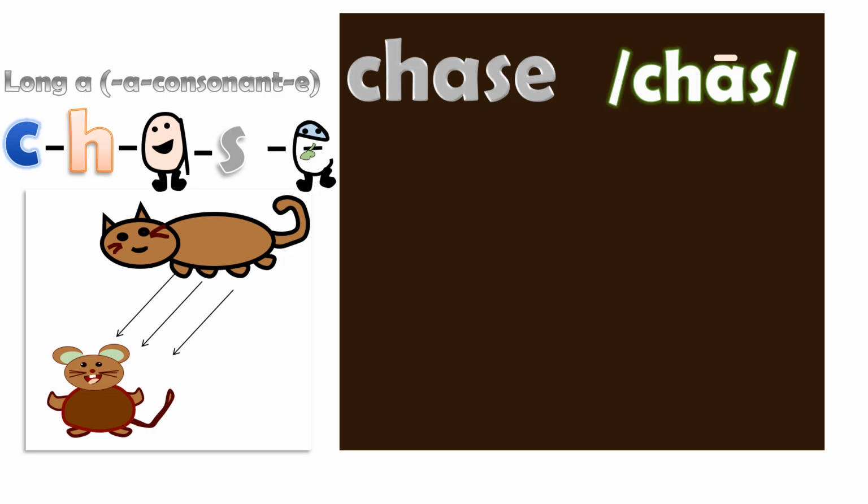The letters C and H form a digraph. If we hear the individual sound of the letter C, it makes k, and the individual sound of the letter H is h. But when combined together, the C and the H make the sound ch. That is, the original sound of the initial consonants is lost and a completely new sound is formed.